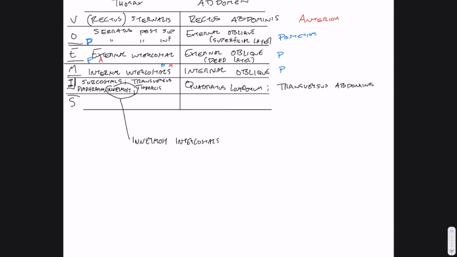All right, so there's our internal. There's our lateral body wall muscles. So 4 in the thorax for the internal, 2 in the abdomen for the internal, and there's the rest.